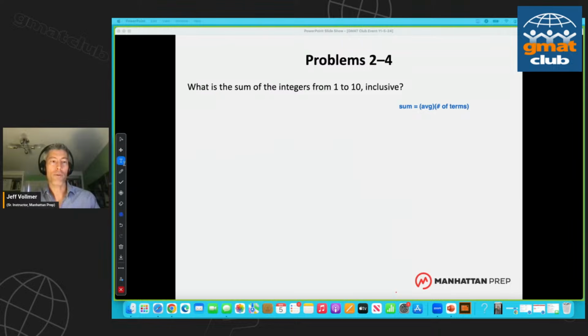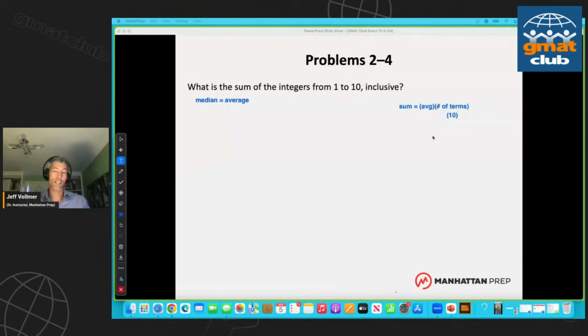What we want to remember is that consecutive integers 1 to 10 are all uniformly spaced. This is a symmetrical set. I can remember here that the median equals the mean, or the average. And so if I wanted to look at the numbers from 1 through 10, I could say, well, there are 10 terms.